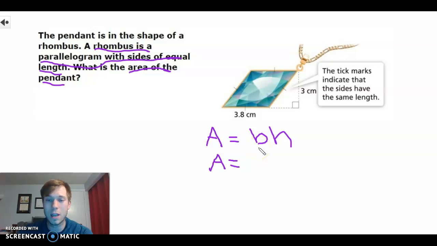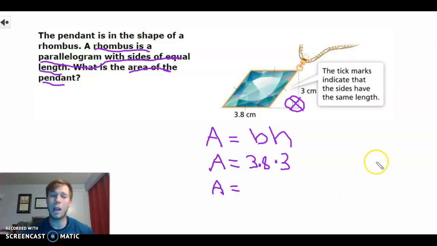So the base, same as before. We're always going to look for our perpendicular lines, an angle. That's going to tell us exactly the 2 measurements to use. So our base is going to be 3 8/10 centimeters. 3 8/10. And our height is going to be 3 centimeters. So we're going to multiply 3 8/10 by 3.